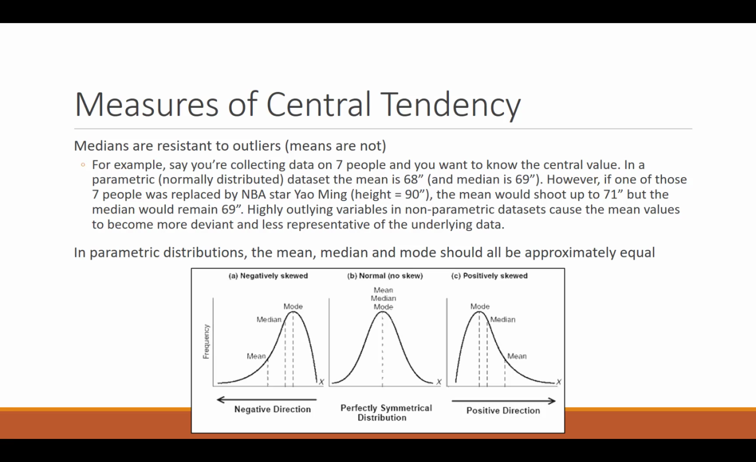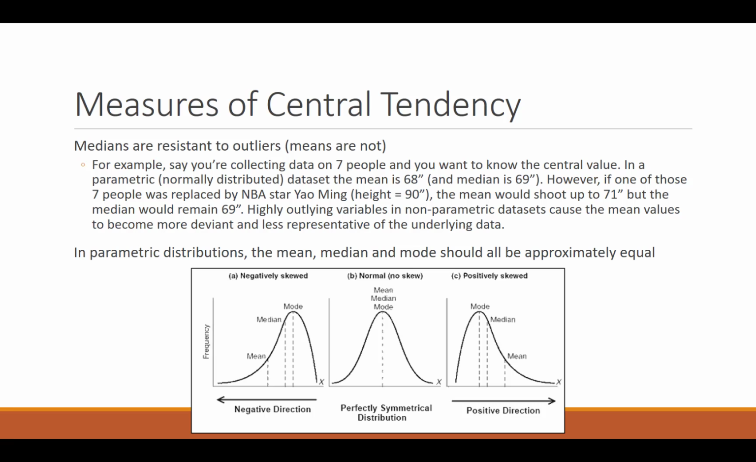Although this isn't a very big deal for height, in non-biologic variables like income, the mean can shoot up far, far greater than the median, and therefore the 2 values will be very different. But the median will tend to be a more realistic value because it's the middle value, and it's not impacted by these very high or very low outlying values. So highly outlying values and non-parametric data sets cause mean values to become more deviant and less representative of the underlying data.